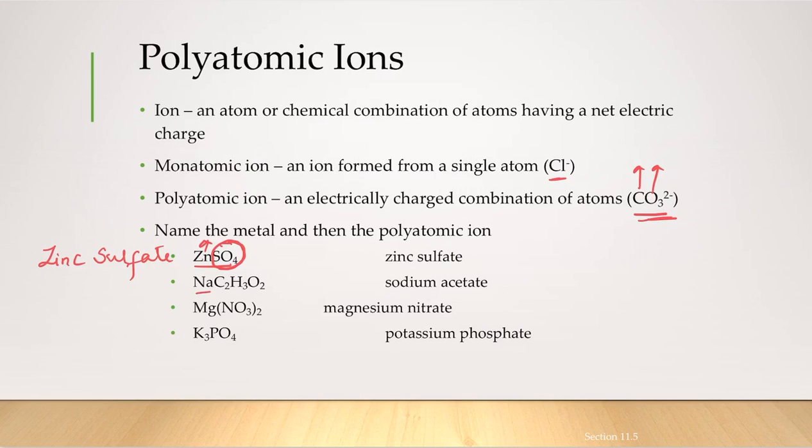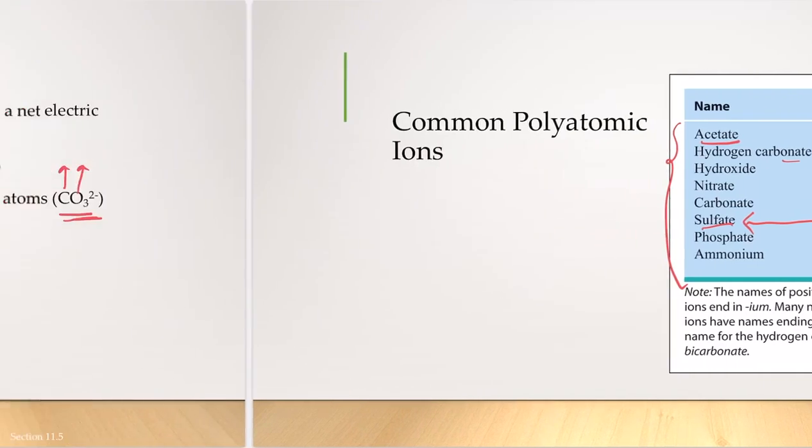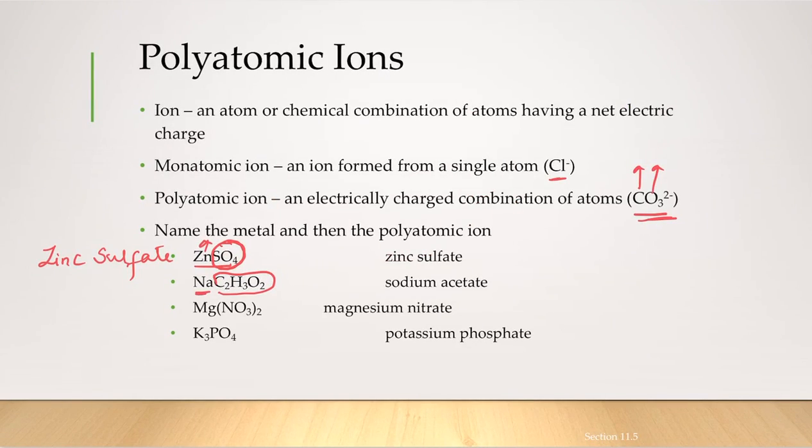Let's try to name the second one. We know that Na represents sodium. Let's go to our polyatomic chart and find the name for the formula given. It's C2H3O2, which is going to be acetate. So this is going to be sodium and this is acetate. So the name for this is sodium acetate.